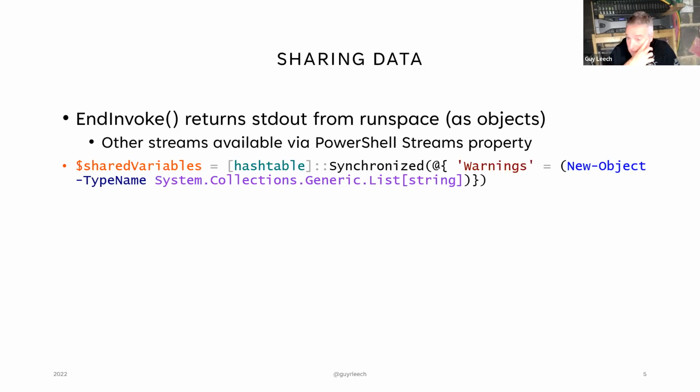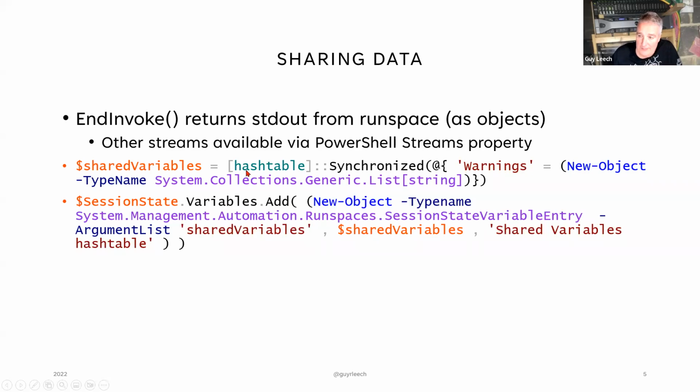You can see this is where we created this synchronized hash table, a thread-safe one, so different threads can write to the same. Actually, this is taken from one of my customer scripts where I have a warnings array. That's probably a better use. If there are any warnings, I can add them into that shared variable and then output them in the main script later on.